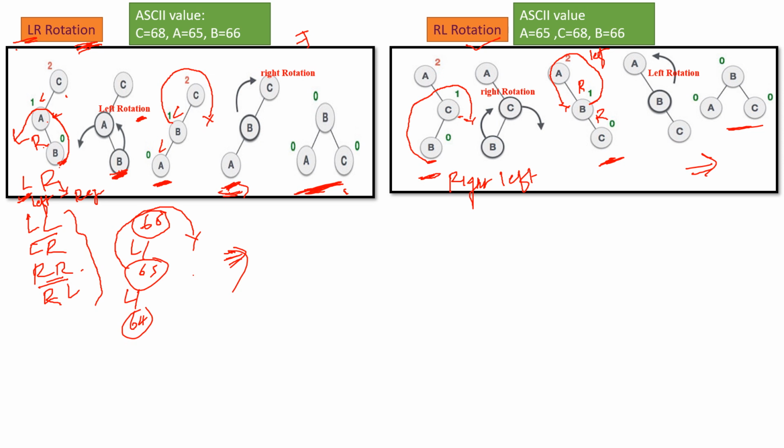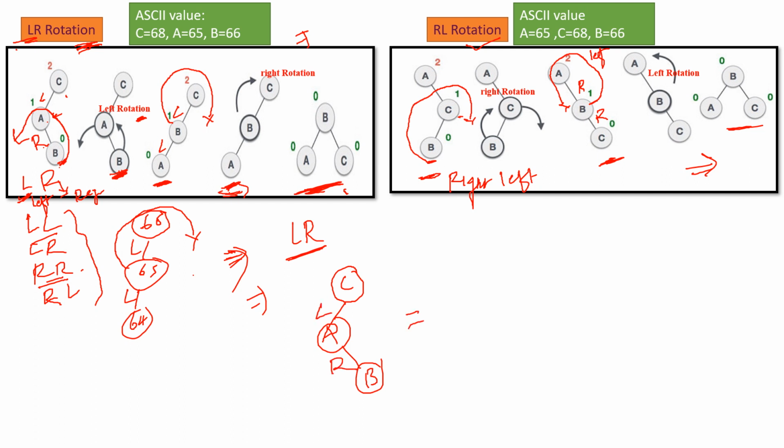Now I'm going to explain the shortcut way. This is one way you can do it, but for the shortcut way, suppose you are getting the LR situation and this is your tree. This is C, the left is A, and the right is B. So this situation is nothing but an LR.